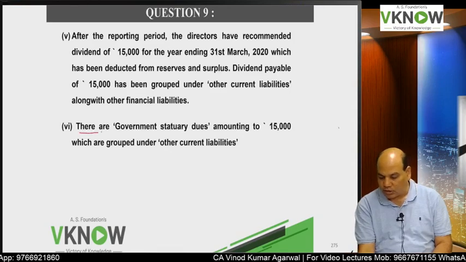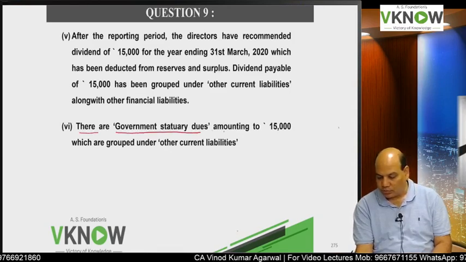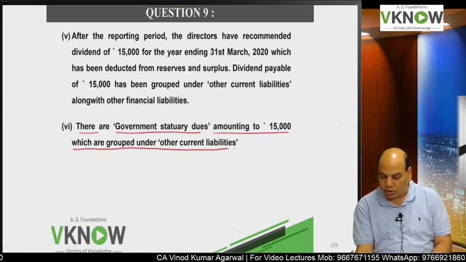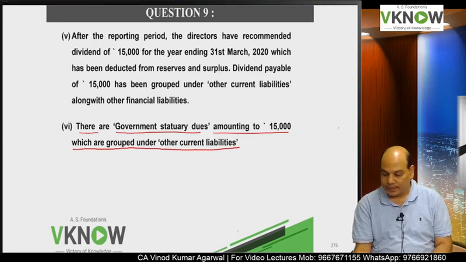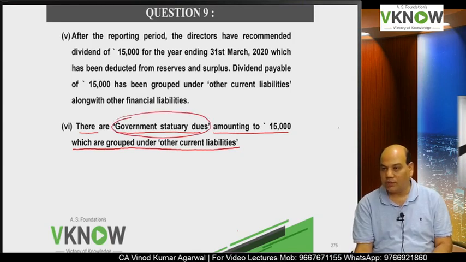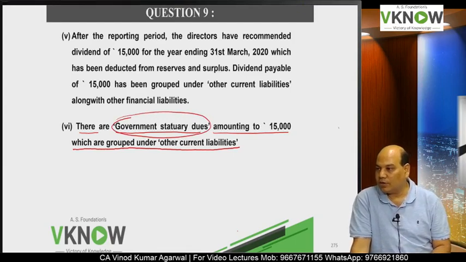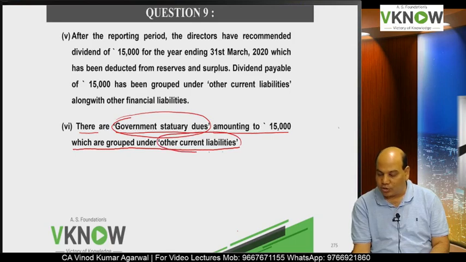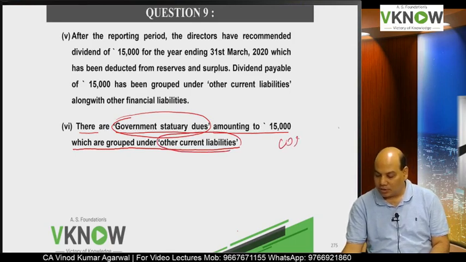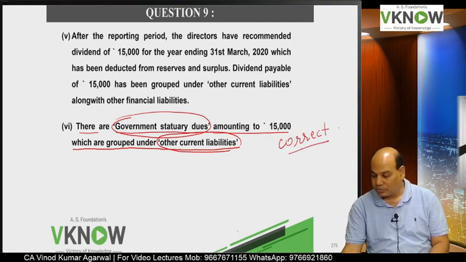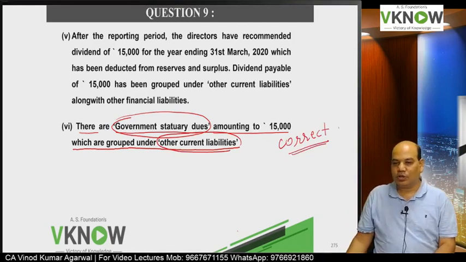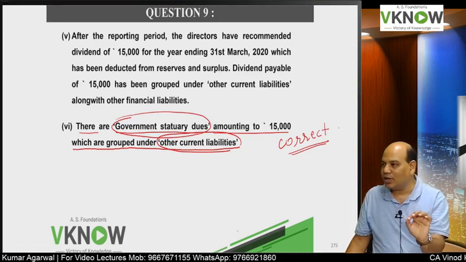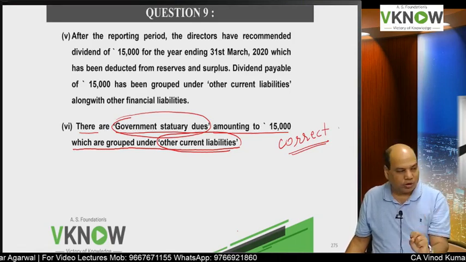Then it's written there are some government statutory dues amounting to 15,000 which are grouped under other current liability. Government dues, is it a financial liability or non-financial liability? Non-financial liability. So it is correctly shown in other current liability. Everything is not wrong. This is correct. Don't do anything. Maybe you can show it separately under other current liability if you want, but not really required.